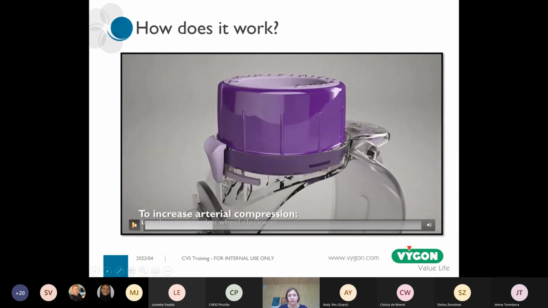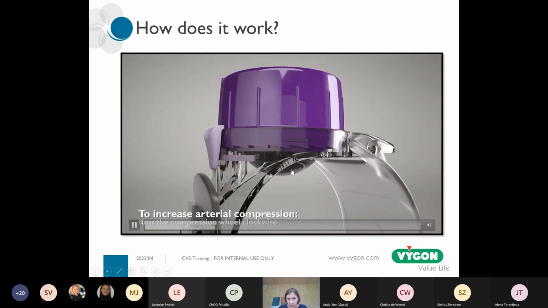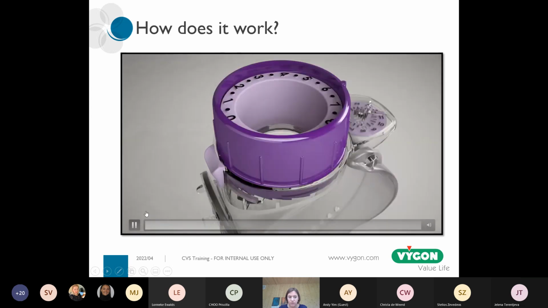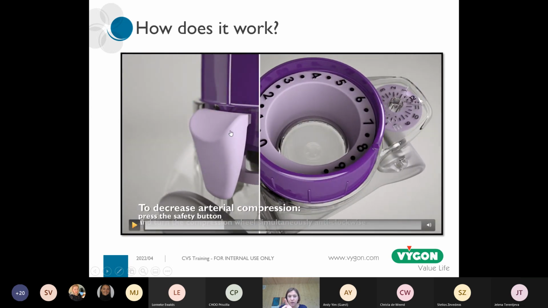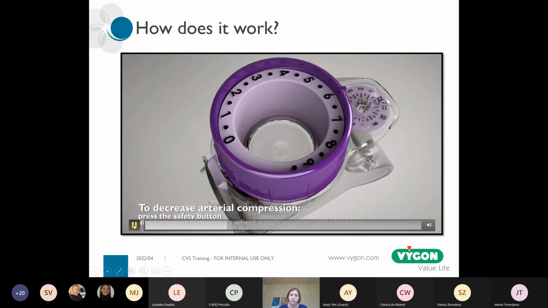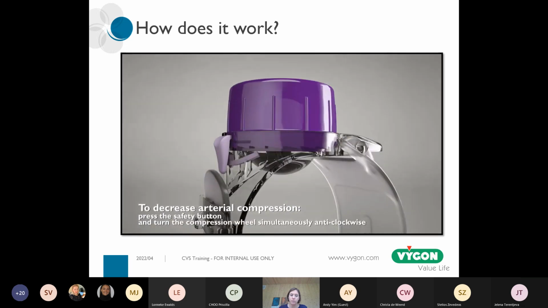To increase the arterial compression, you have to turn the compression wheel clockwise, and you will see that the compression pad will go down. To decrease the arterial compression, you have to press the safety button and turn the compression wheel simultaneously clockwise. The pad will go up.